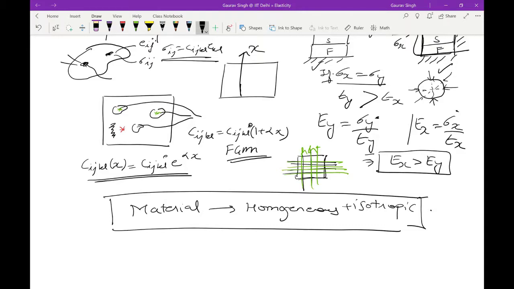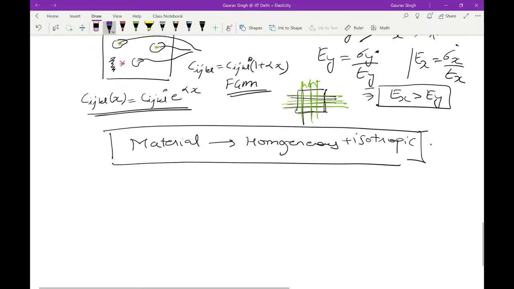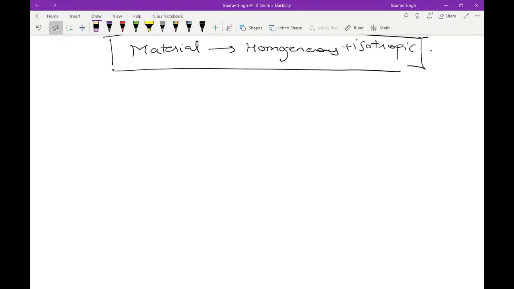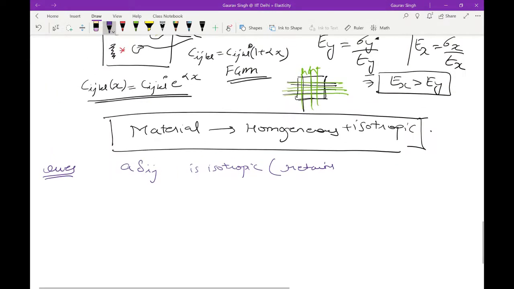C_ijkl, as we are telling, we are trying to make it an isotropic tensor, but let's start with an easier tensor and see how that works. So this is a question from chapter 1. It says: show that the second order tensor A delta ij is isotropic. What does isotropic mean? It retains its form under any transformation. This is the most important part.